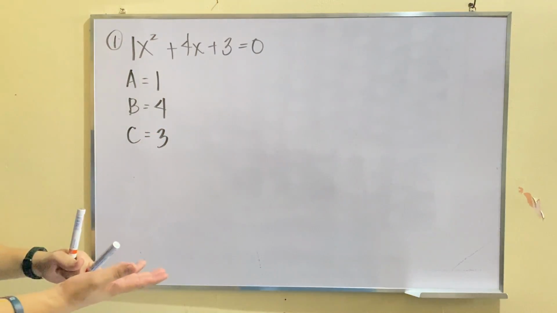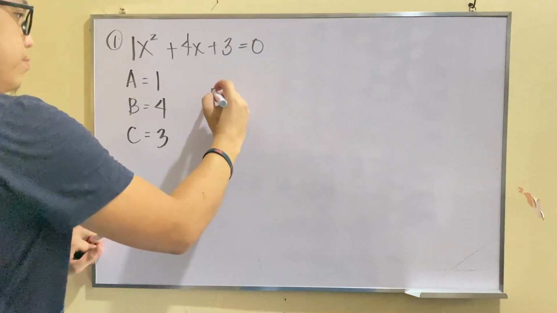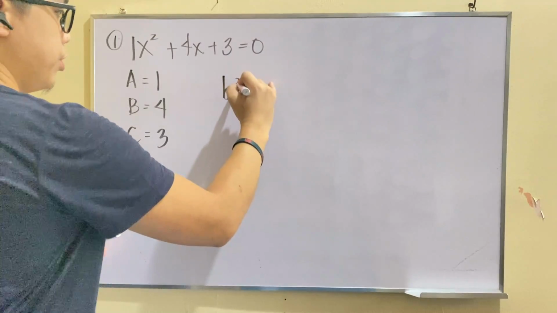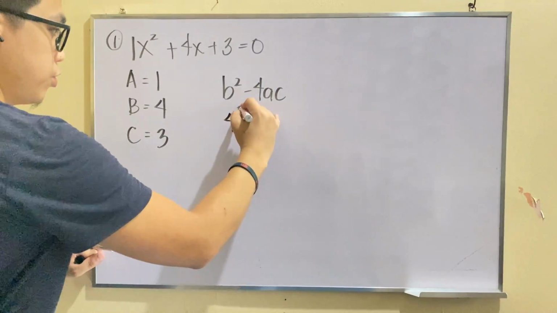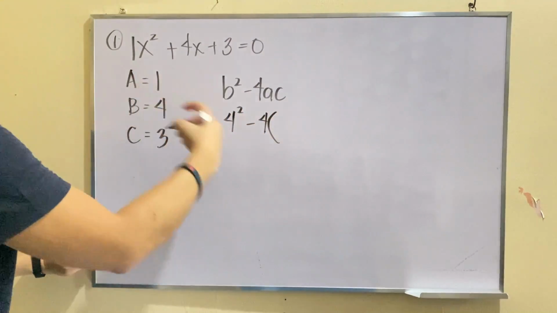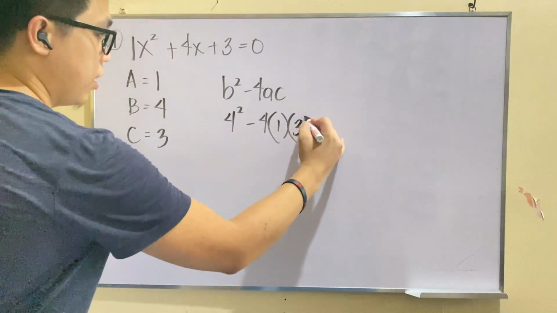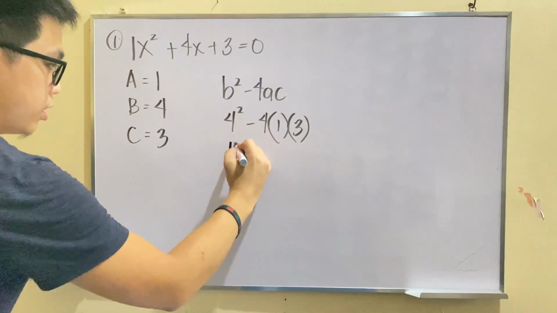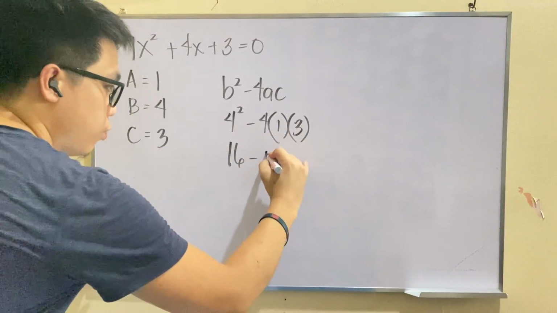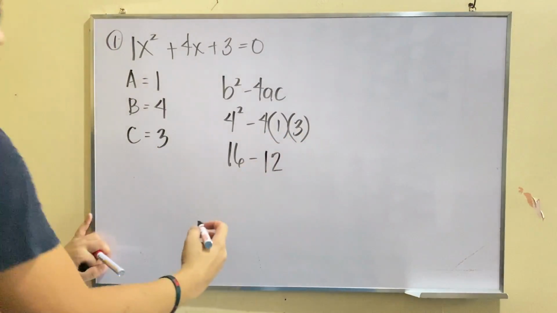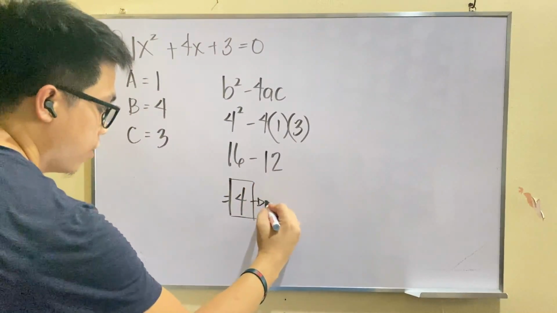First, hanapin naman natin ang discriminant. Hanapin muna natin ang discriminant ng equation na ito. So, discriminant formula is b squared minus 4ac. So, 4 squared minus 4 times value ng a, which is 1, times value ng c, which is 3. 4 squared is 16. 4 times 1 is 4, times 3 is 12. 16 minus 12 is 4. Therefore, ang ating discriminant is 4.